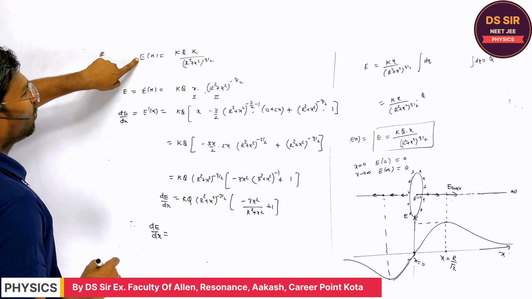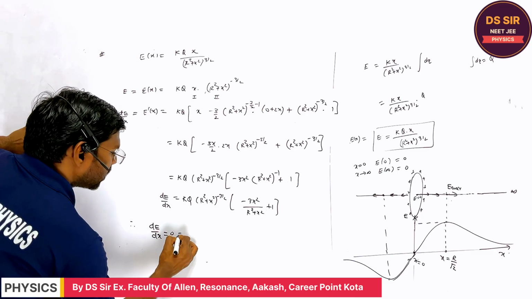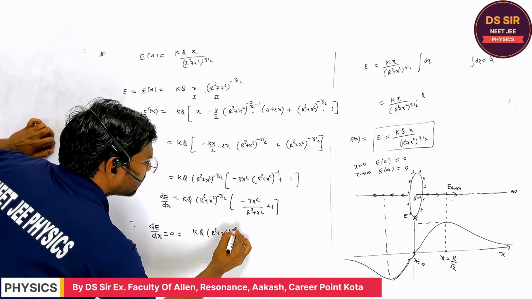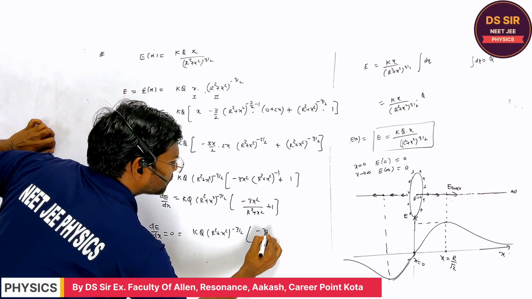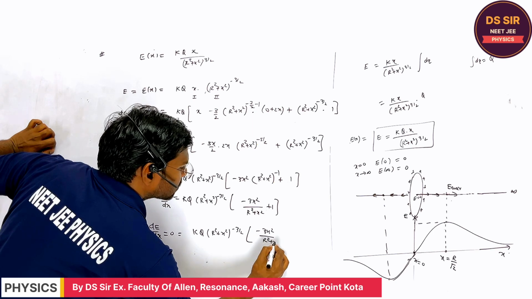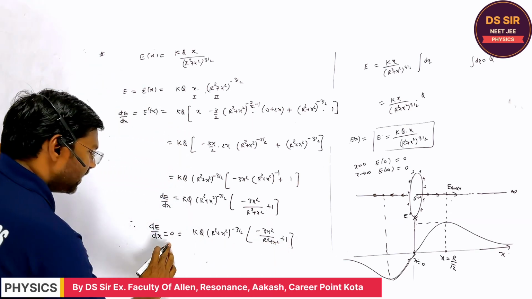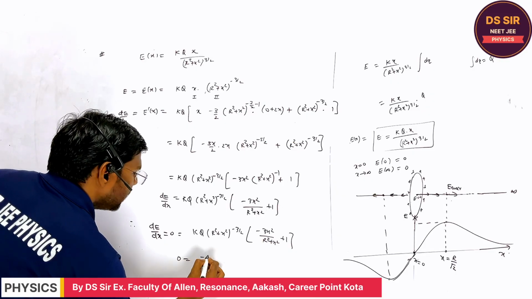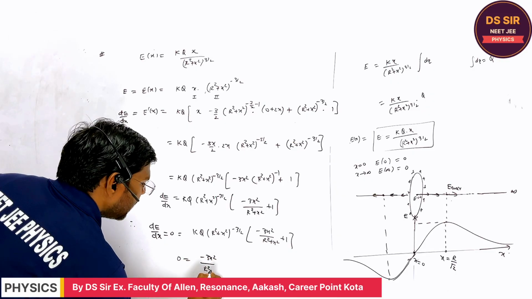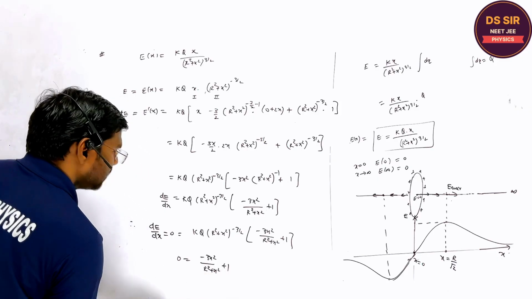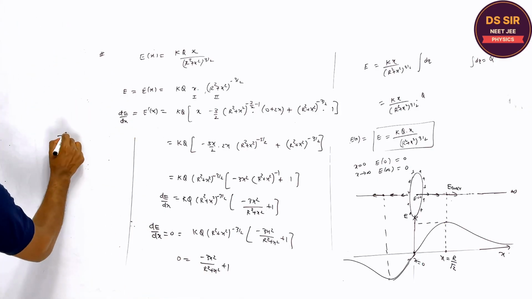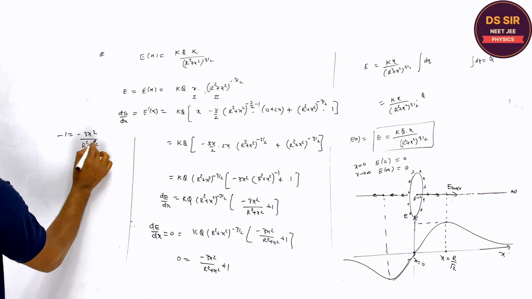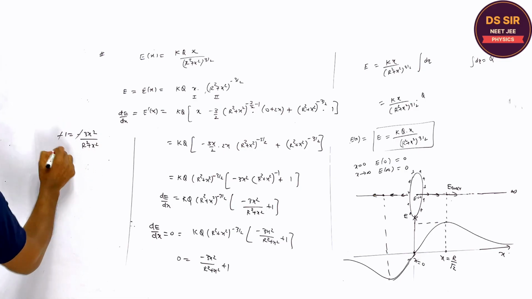You want to maximize this function, so put it equal to 0. When you put it equal to 0, you can find the value of x. R square plus x square plus 1. When it is 0, this comes in the denominator, only this is left, minus 3x square upon r square plus x square plus 1. If you simplify this, minus 1 is equal to minus 3x square upon r square plus x square. Minus minus will cancel out.